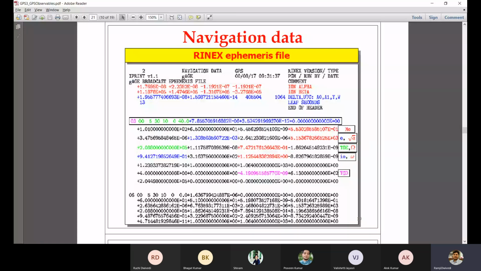You are seeing A naught, A1, T, omega and TW. This is for the correction of the so-called clock data. For clock correction we use A naught, A1, right? So this delta UTC is about the correction term given for the drift parameter of the clock data.